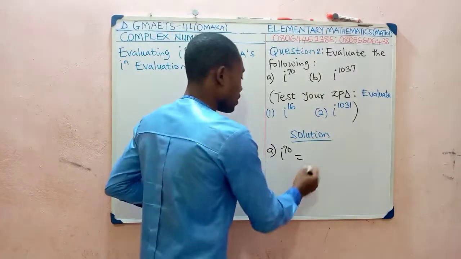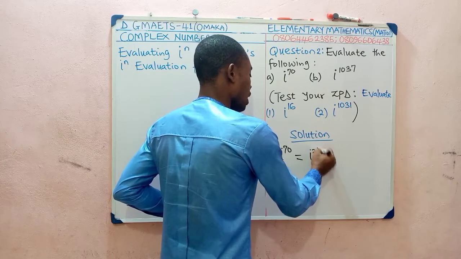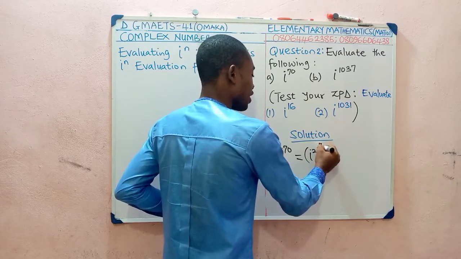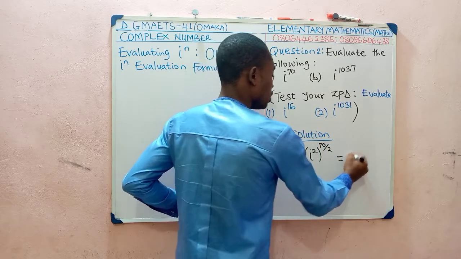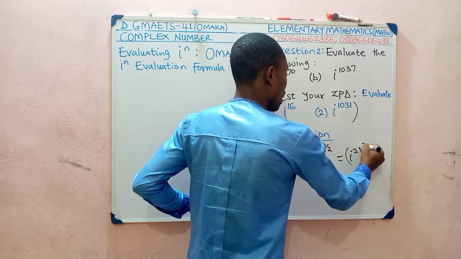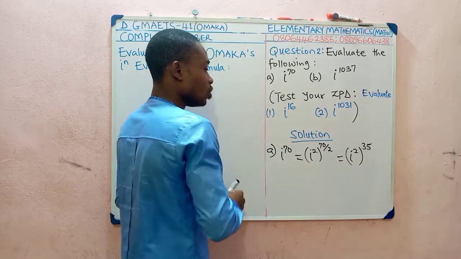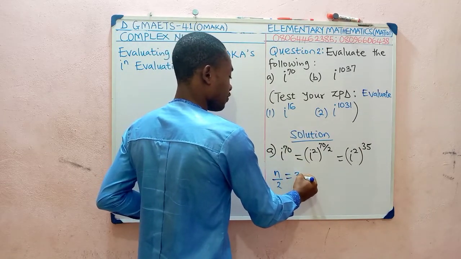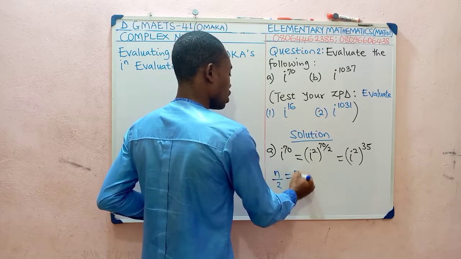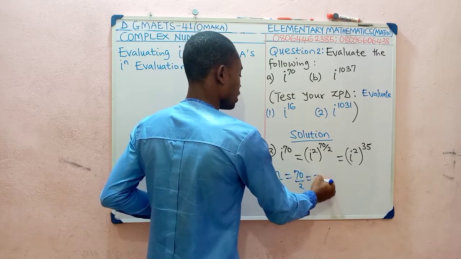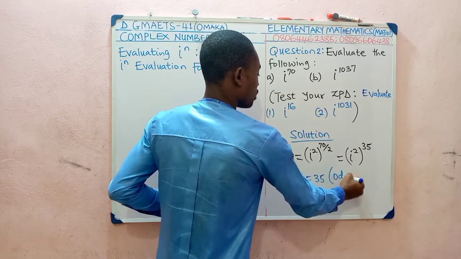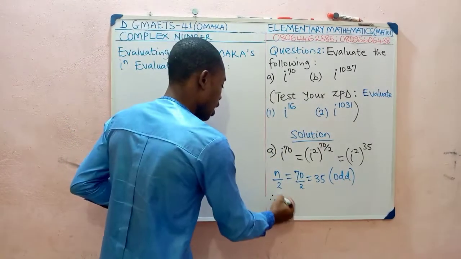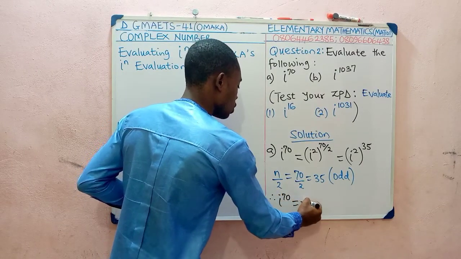So let's just solve that. This is going to be i squared raised to power n over 2, and n here is 70, divided by 2. This is equal to i squared raised to power 35. Now notice that n over 2 is equal to 70 over 2, and this is 35. Of course, this is an odd number. Therefore, i raised to power 70 is equal to minus 1.